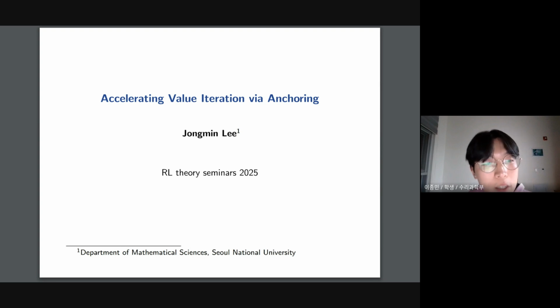The title of today's presentation is Accelerating Value Iteration via Anchoring. I believe the audience is already familiar with value iteration, while it might be the first time you have heard about anchoring. But don't worry, I will explain what anchoring is in a later slide. Roughly speaking, anchoring is an acceleration technique that has been widely studied in the fixed point problem literature. In this presentation, I will show that anchoring also provides valid acceleration in Markov decision processes.